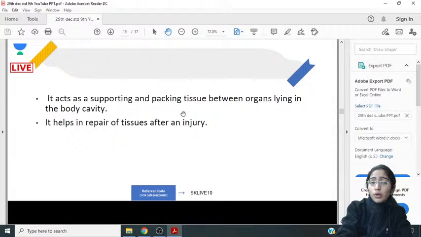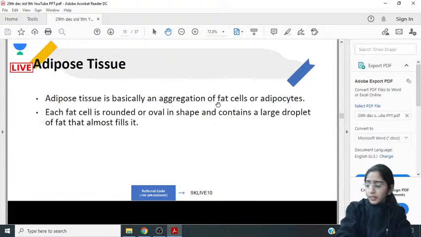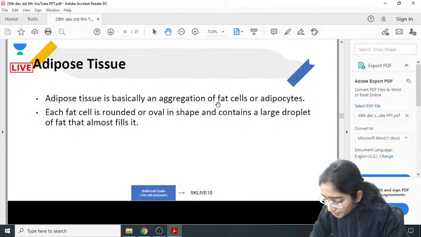So these are all the functions of the areolar tissue: helping in the repair of the tissue when it is injured, and acting as a supporting and packaging tissue, that is, it is present in between the organs of the body. These are the main two functions that you can get with it. All clear? Aman, is it fine?